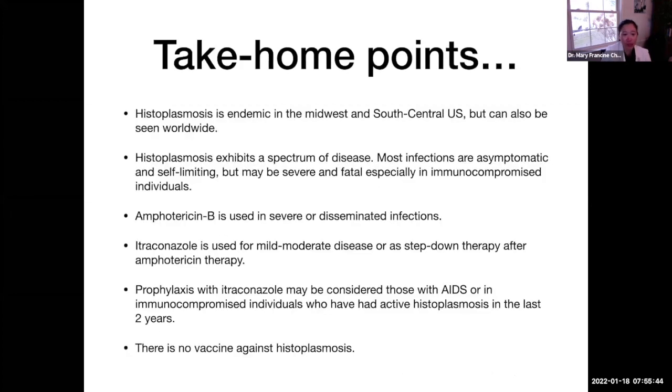So, take-home points: histoplasmosis is endemic in parts of the U.S., but it can also be seen worldwide. It exhibits a spectrum of disease. Most infections are still asymptomatic, but if you have the right immunocompromised host for it, you can also have a severe and fatal disease. Amphotericin B, you use for severe or disseminated infections. For mild to moderate disease, or as step-down therapy after amphotericin therapy, you use itraconazole.